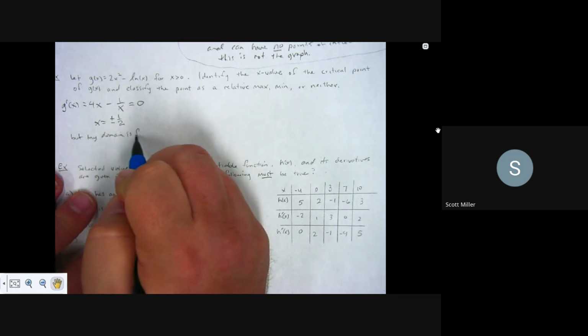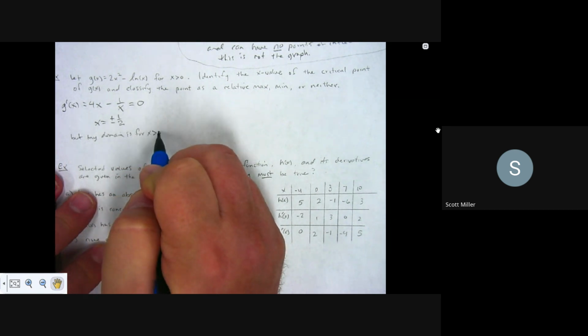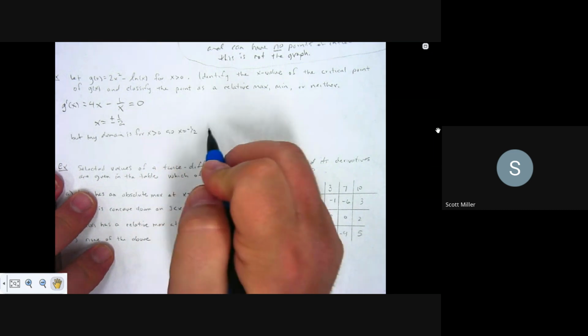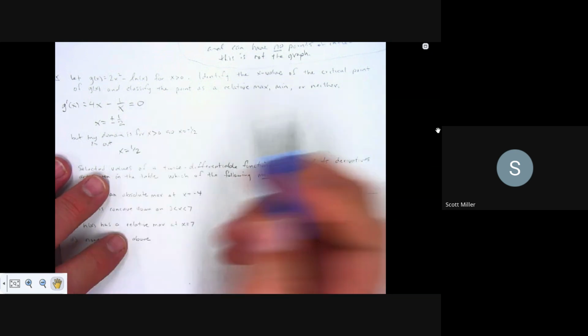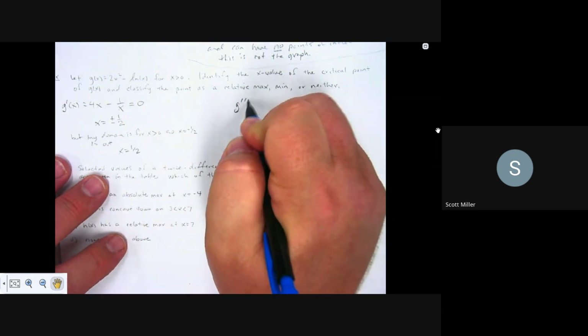But my domain is for x greater than 0, so x equals -1/2 is out. So now I have only one point, and that is x equals 1/2. This is my critical point that I need to use. Let's find the second derivative.